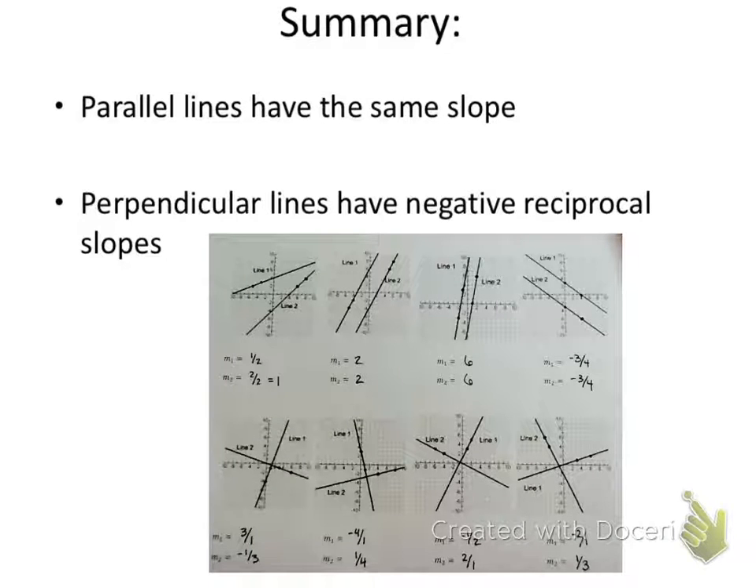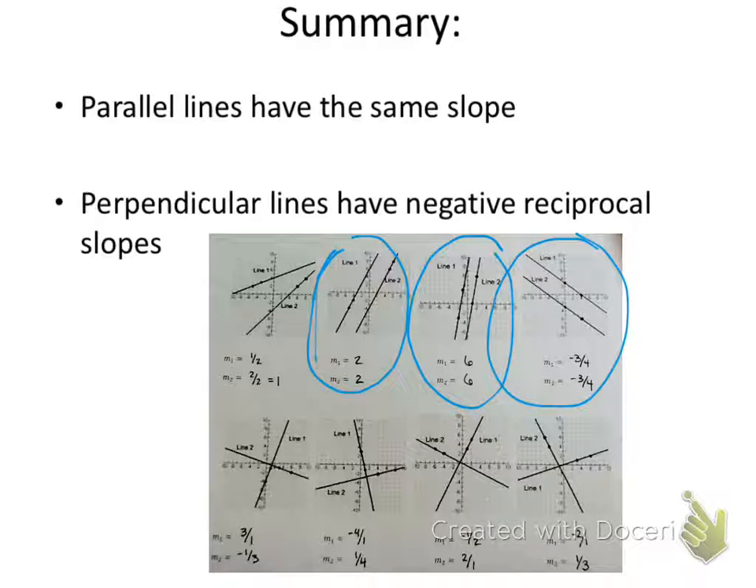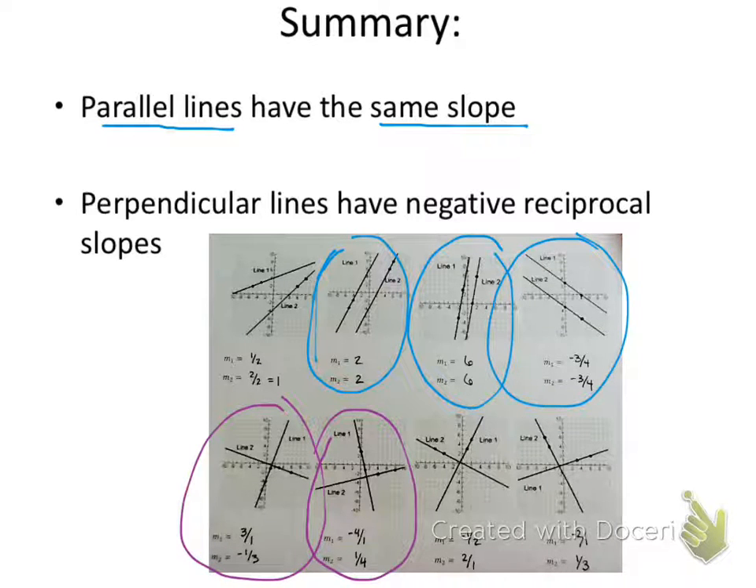Okay, so we've been talking about slope of lines, and let's quickly summarize what we have come to the conclusion about. As from your exercise last night, you saw that any time that we have parallel lines, the slope is the exact same. So all parallel lines will have the same slope. You also saw that any time that we have perpendicular lines, the slope is the negative reciprocal.